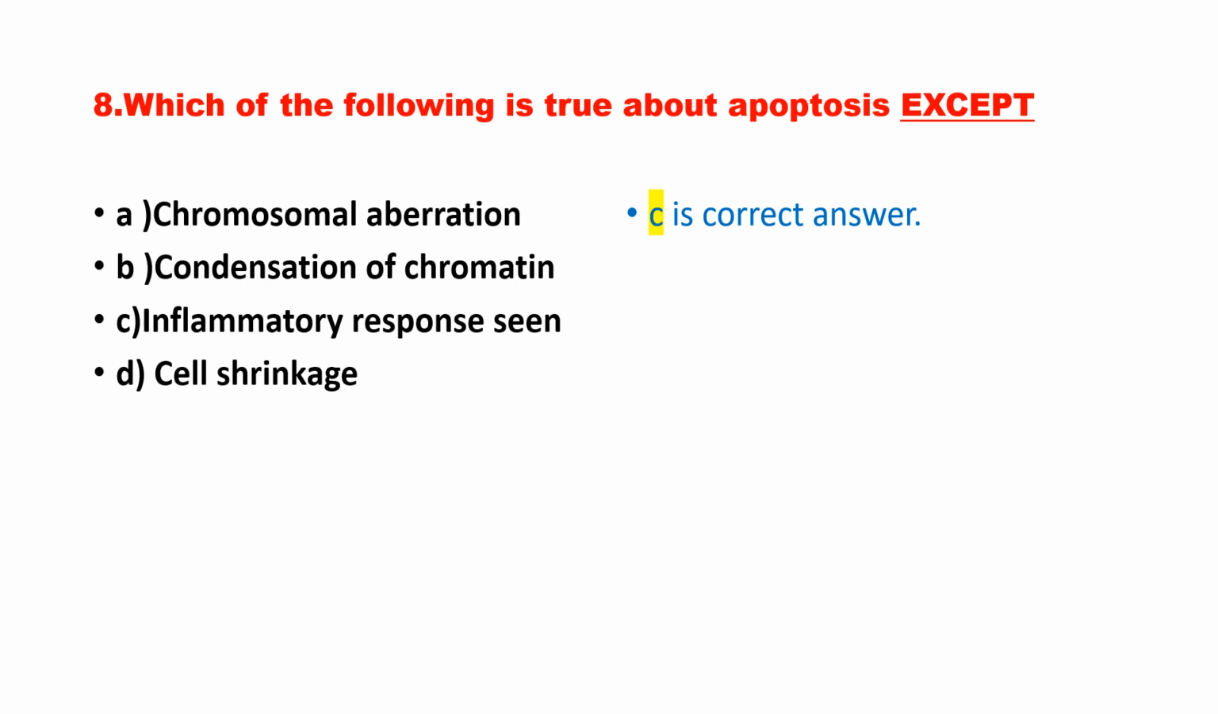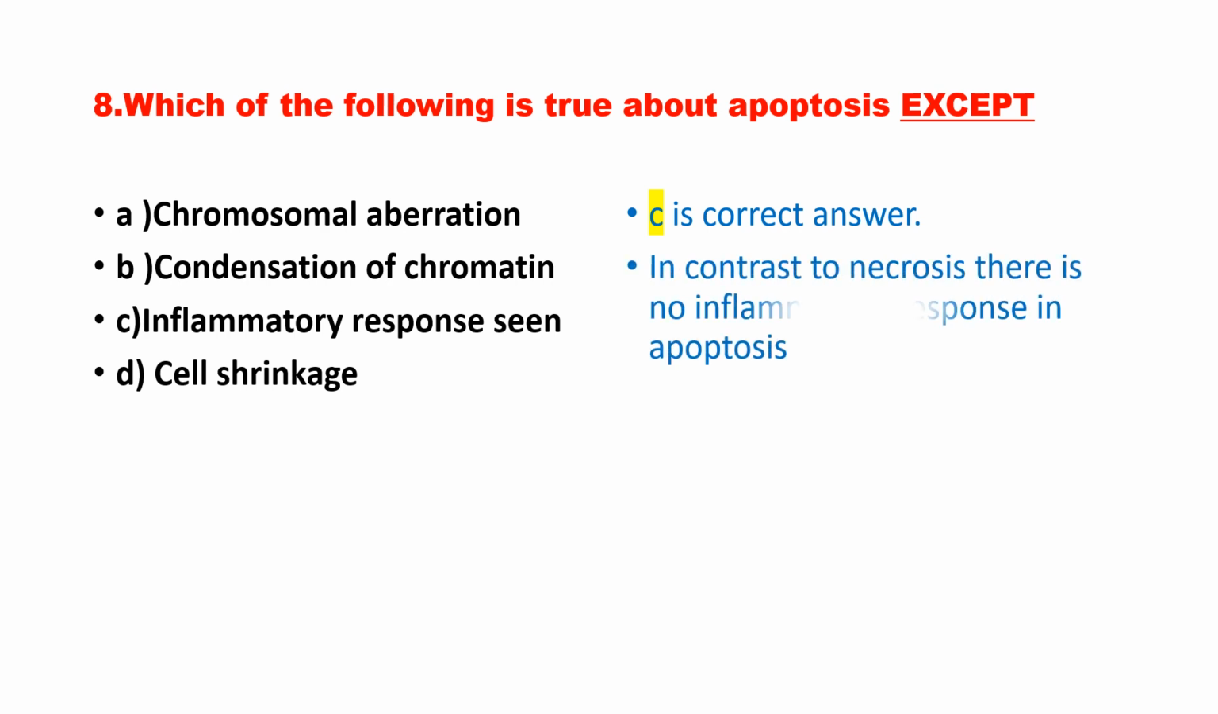Oh, I'm sorry. Inflammatory response is not seen in apoptosis as against necrosis. In contrast to necrosis, there is no inflammatory response in apoptosis. So this should be: no inflammatory response seen in the case of apoptosis. Please correct. So this is if we take either, but if the structure is "which of the following is true about apoptosis except," then it means this one, no inflammatory response.